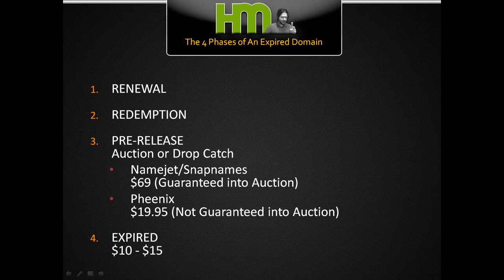Now, in the drop catch phase, there's actually two places you can go to drop catch domain names, and they have different kind of advantages. Places like NameJet and SnapNames, your typical drop catch or back order fee is usually around $69. And what that does is it guarantees that you'll either A, win the domain if no one else puts a back order on it, or B, if someone else did put a back order on it, you're guaranteed to get into what's called an auction now.